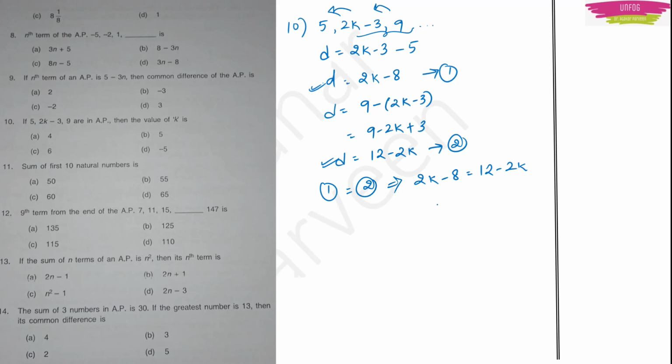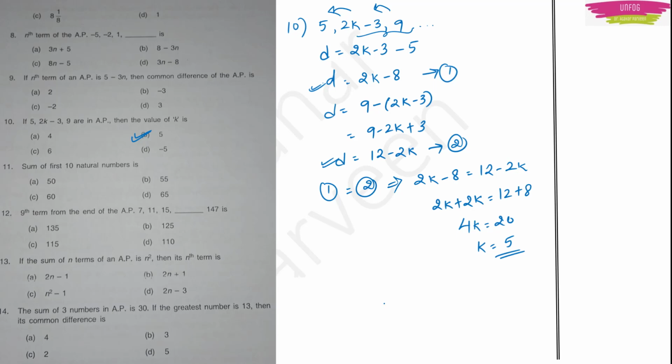Or I put that 2k this side, it will become plus 2k. I put minus 8 that side, it will become plus 8. It will be 4k equals 20, or k is equal to 20 by 4, or it is 5. So k should be 5. In question number 10, k should be 5. Option B should be the right answer.